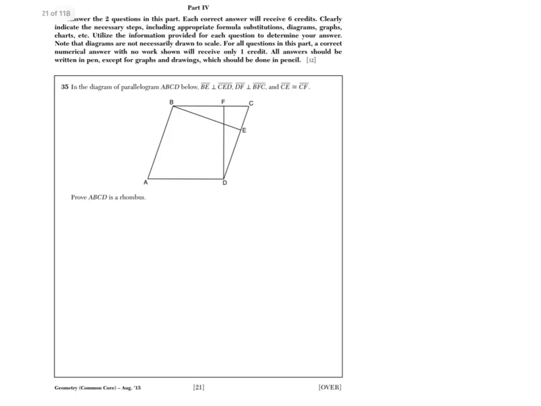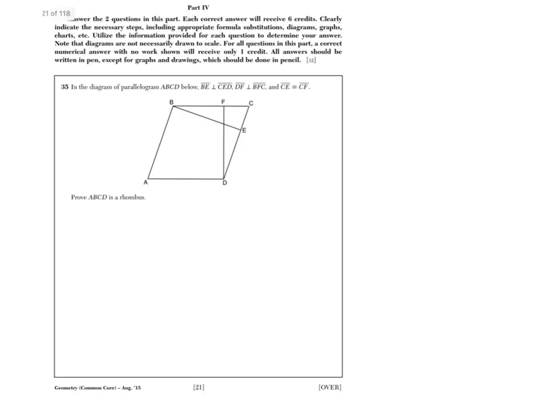August 2015, Geometry Common Core Regents Exam, Part 4. Answer the 2 questions in this part. Each correct answer will receive 6 credits. Clearly indicate the necessary steps, including appropriate formula substitutions, diagrams, graphs, charts, etc. Utilize the information provided for each question to determine your answer. Note that diagrams are not necessarily drawn to scale.